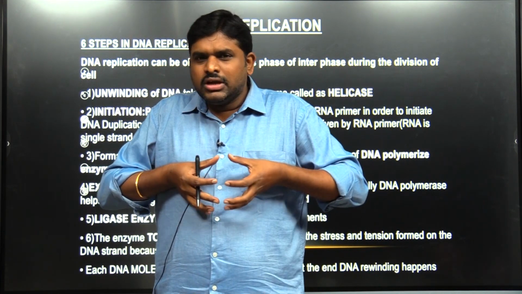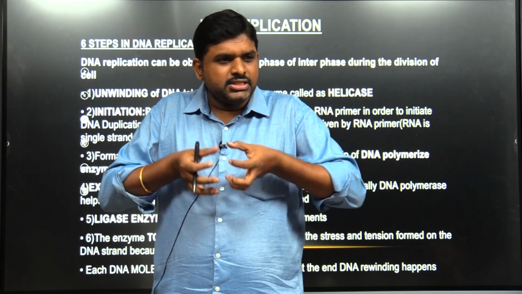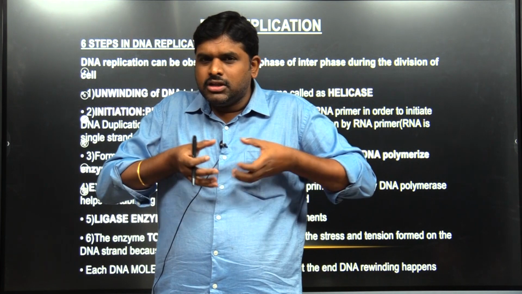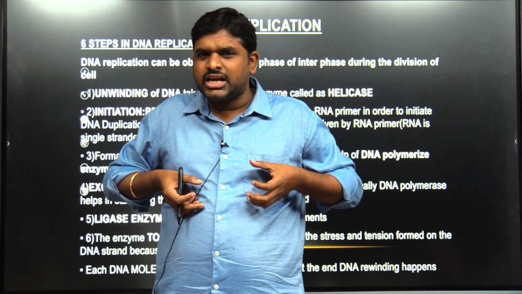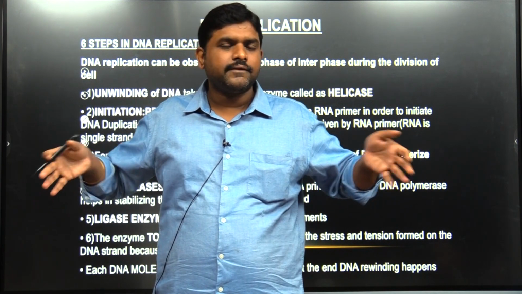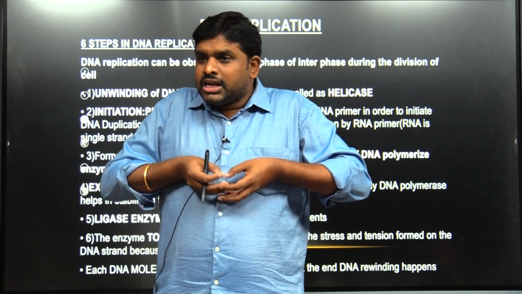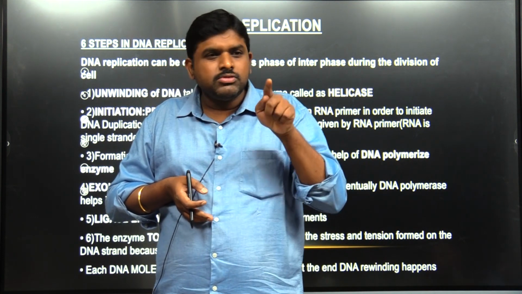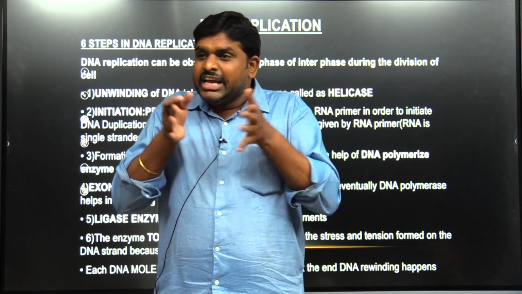How will it happen? The cell has a nucleus. In the nucleus there are chromosomes. So chromosomes need to be doubled. When the chromosomes are doubled, the nucleus will be doubled. When the nucleus is doubled, the cell will be doubled. When the cell is doubled, the size will increase. So that means the chromosomes should be doubled. What is the structural element of chromosomes? DNA. DNA should be doubled.